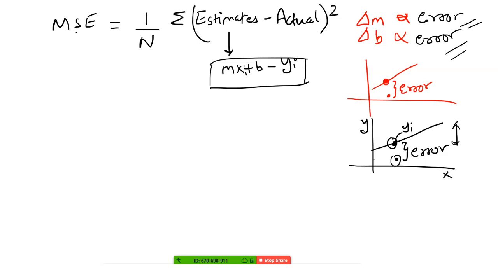So can I also write this mean squared error as simply error square over here? Okay, so I'm saying let estimate minus actual be called a variable called error. And can I just say mean squared error is 1 by n times error square? I'm just saying let estimate minus actual be a term called error.